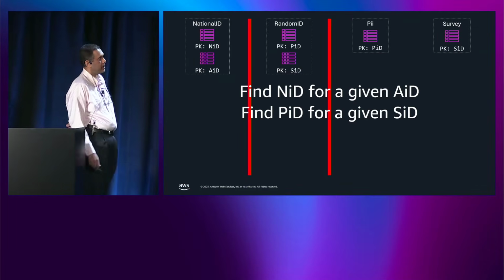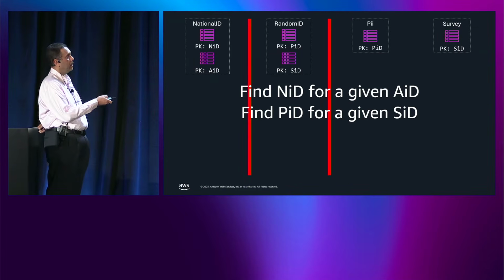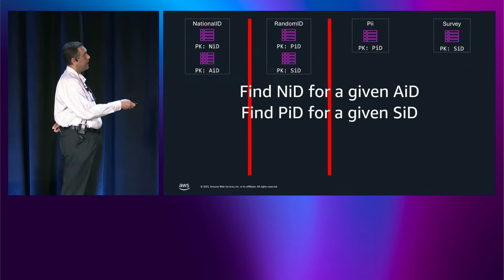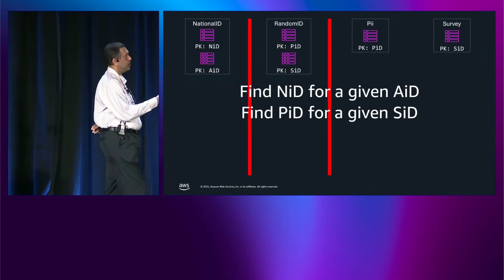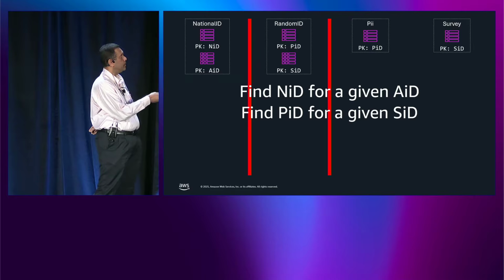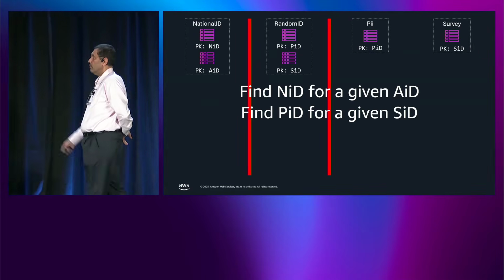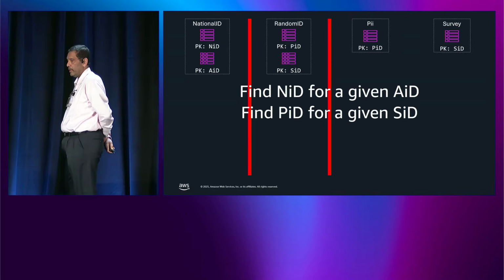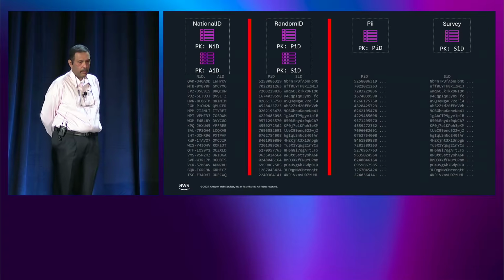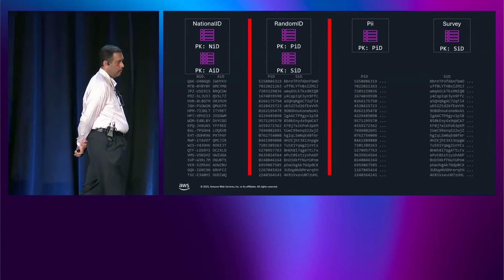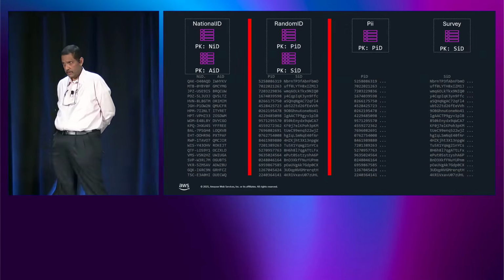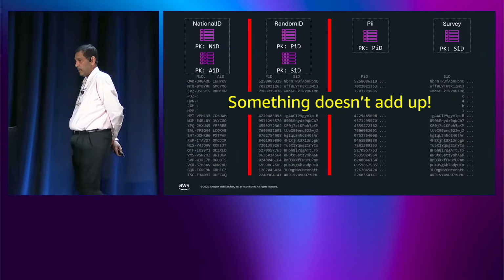Now, in this case, if you have an AID, which is this anonymous ID, get me the national ID. You'd use the GSI for that. Or if I have a SID and I want to get the PID, I would use this GSI. On the other hand, the primary key on the table will allow you to go from the PID to the SID, as an example. So, simple application. 1 read, 3 writes. This can't possibly be happening.